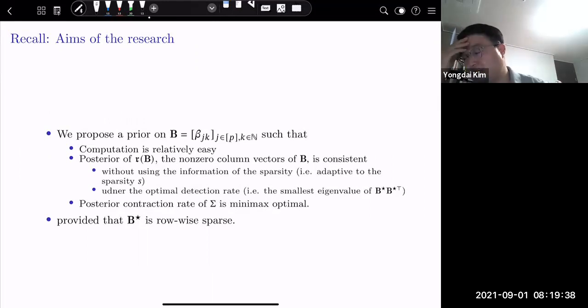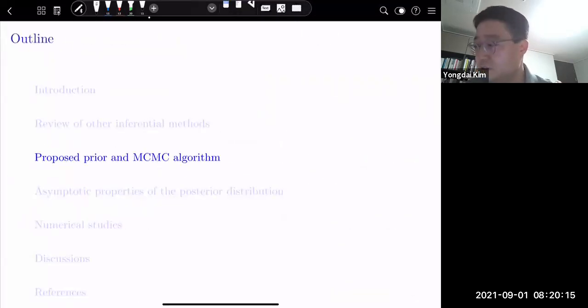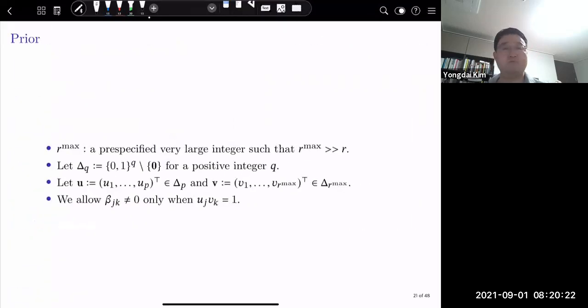So this is a summary of the aims of my talk: we propose priors such that computation is easy and the posterior distribution of factor dimensionality is consistent, which is adaptive to the sparsity level S, and also it is consistent under the optimal detection rate. And also the posterior contraction rate of sigma is minimax optimal. So we propose a Bayesian model, which is computationally easy and has nice theoretical properties. Okay, so now it's time to explain the Bayesian model. Let me show the priors.